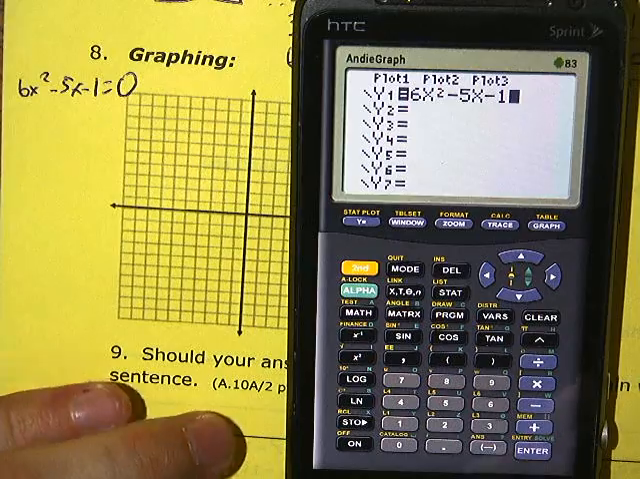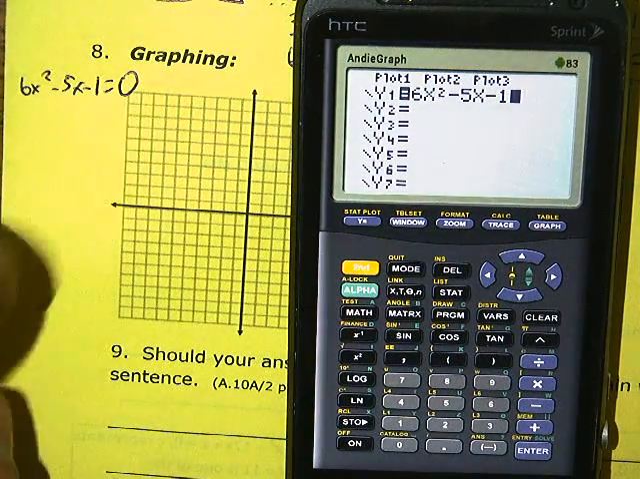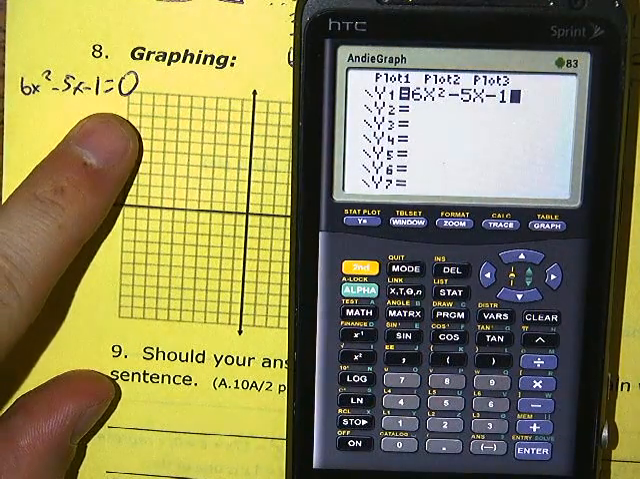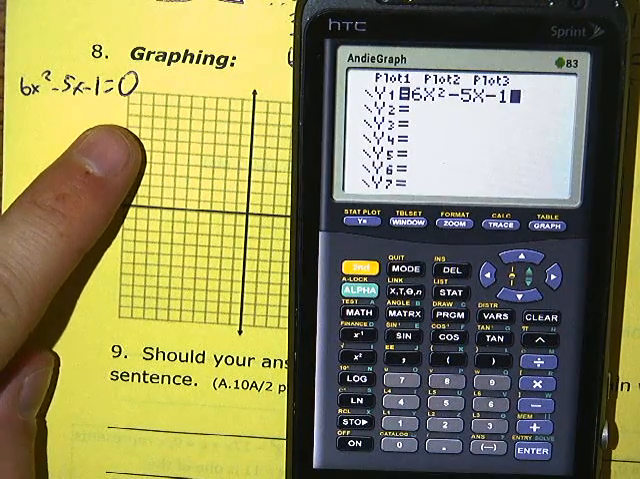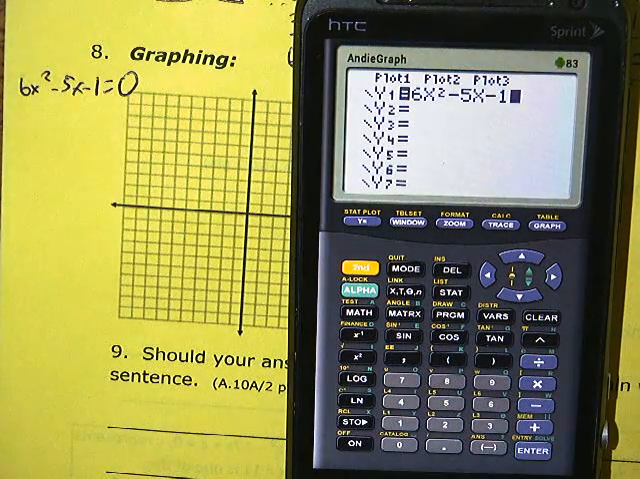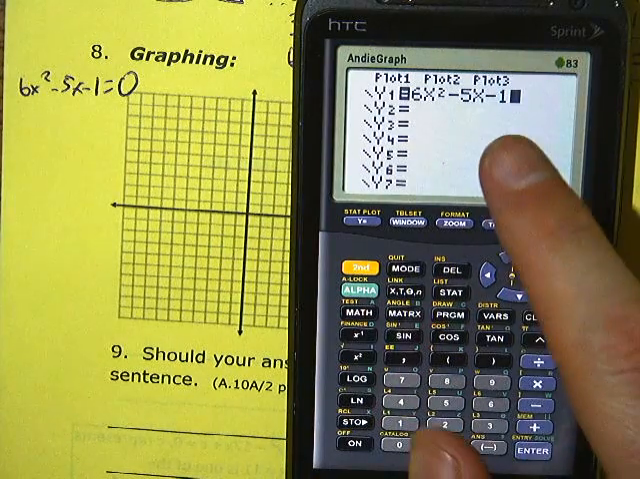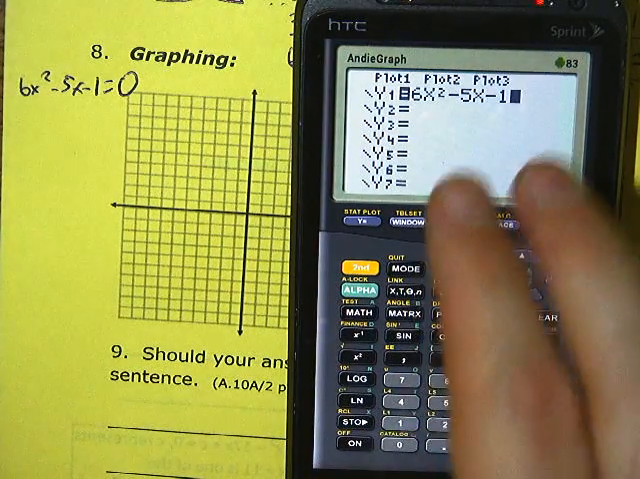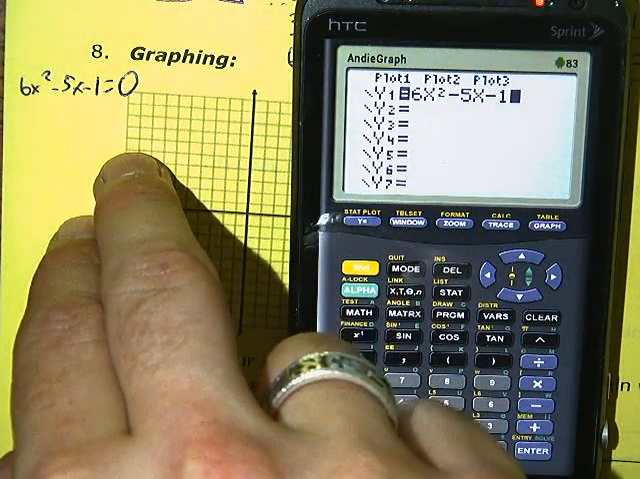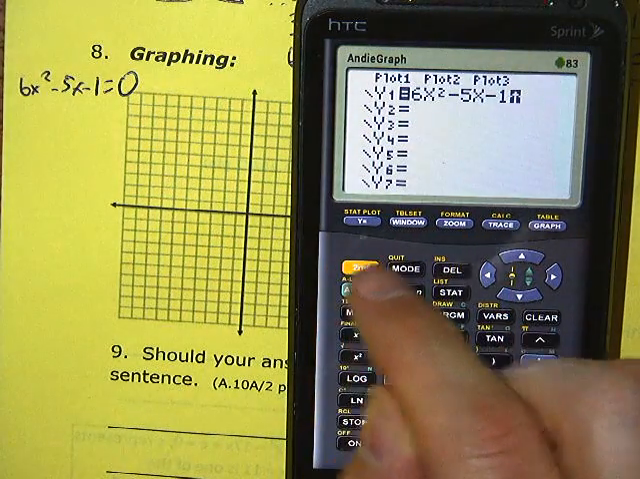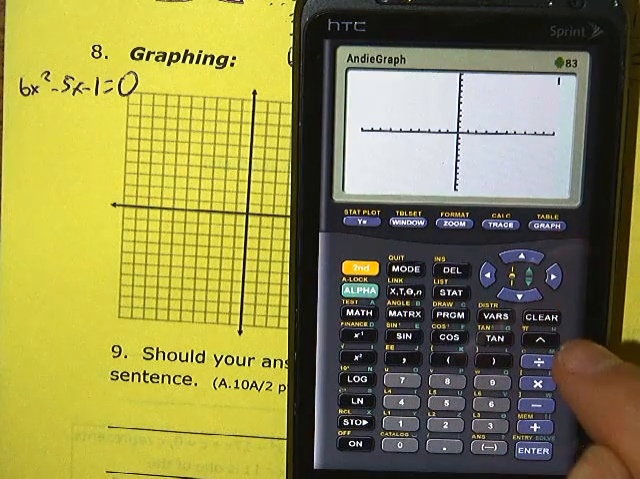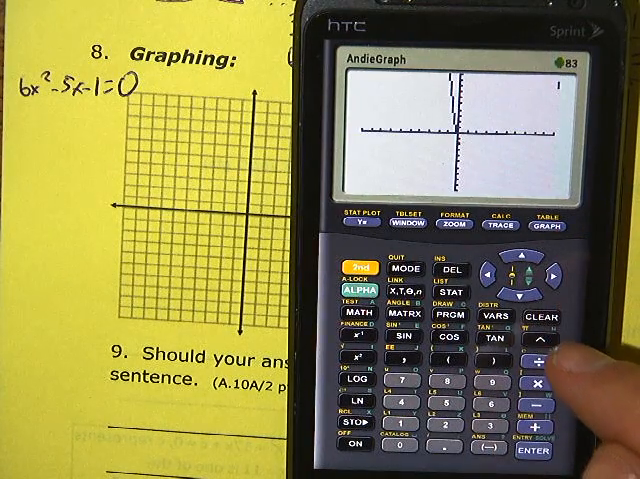minus 1. Remember that equals 0 was necessary. That equals 0 was necessary for us to be able to start this whole process, but we don't actually type it into the calculator. Now, I'm going to be doing 2 different things here. One is actually using the calculator to solve, and the other thing, I need to transfer my work onto the graph. So the easiest way of doing that is going to get a look for where it's crossing.